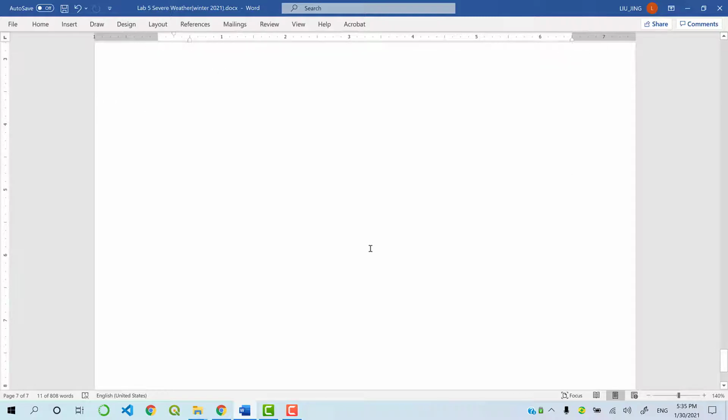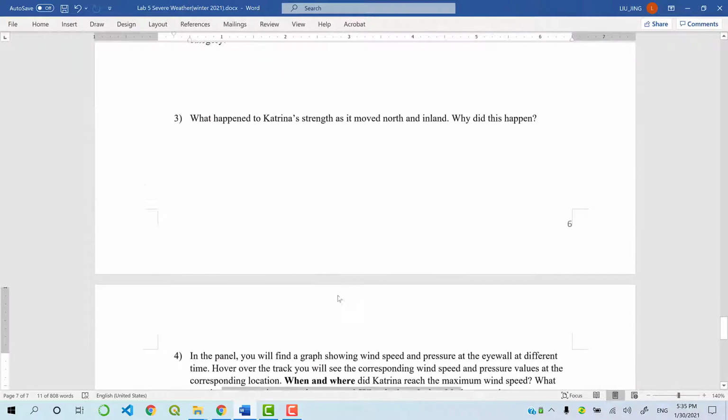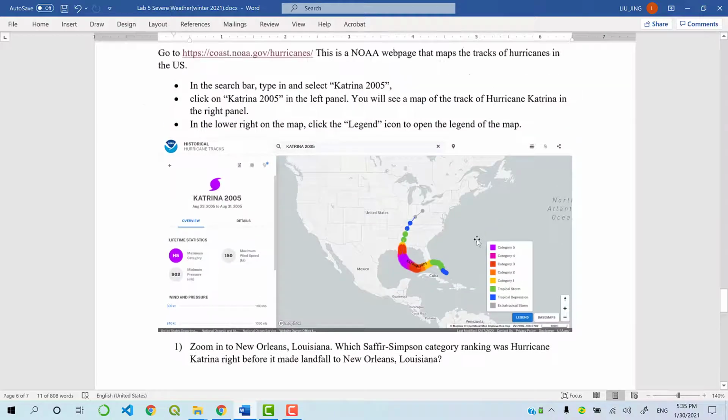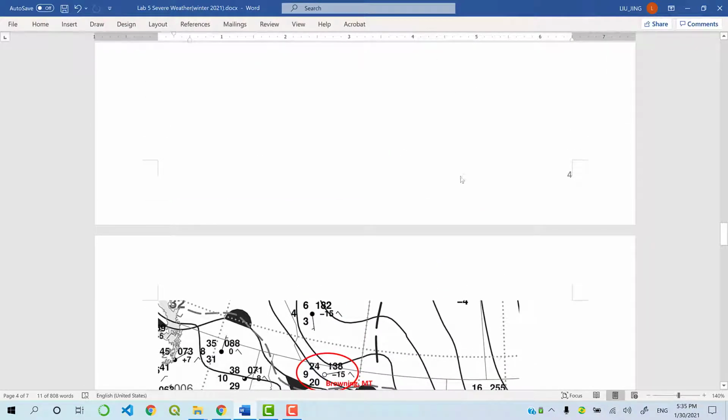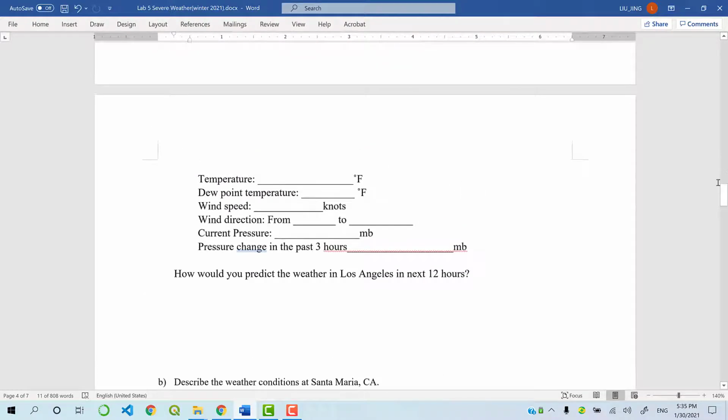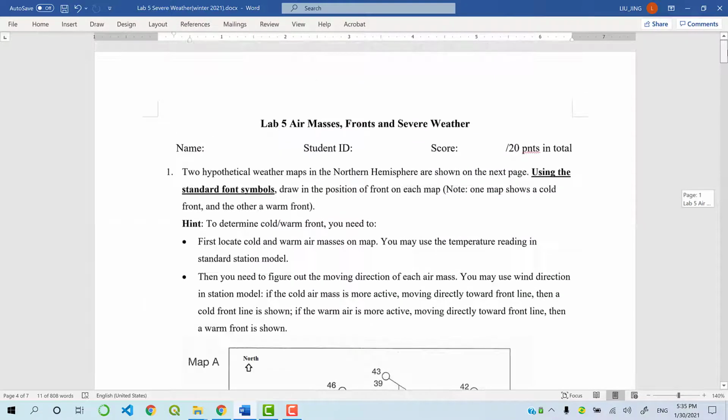So that's it. That is this lab. You can see a lot of hands-on. Finally, we understand the weather. So that is this lab. I hope this video can help you answer the questions.